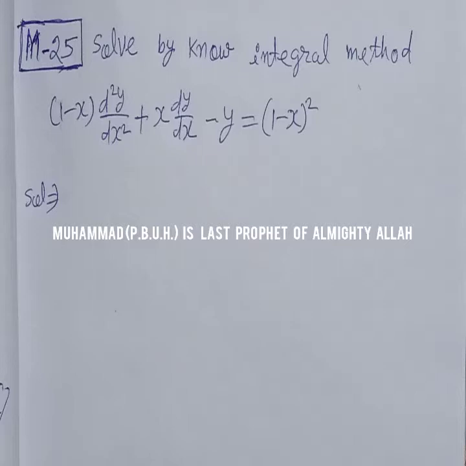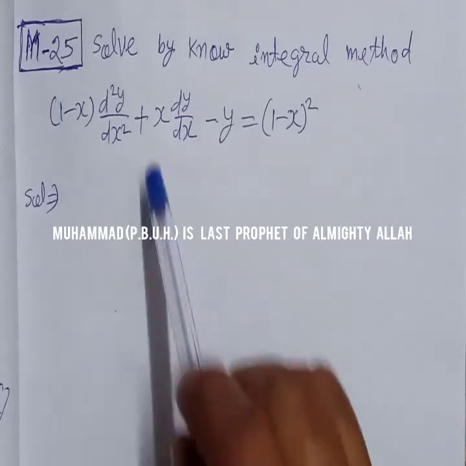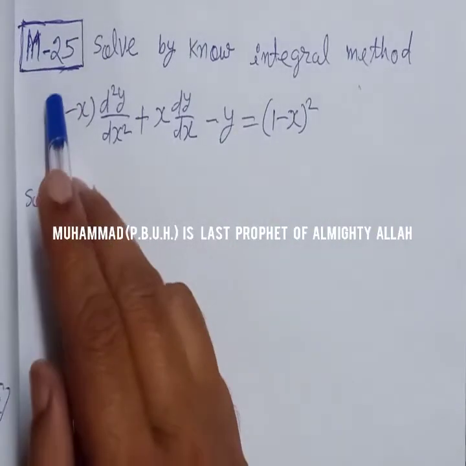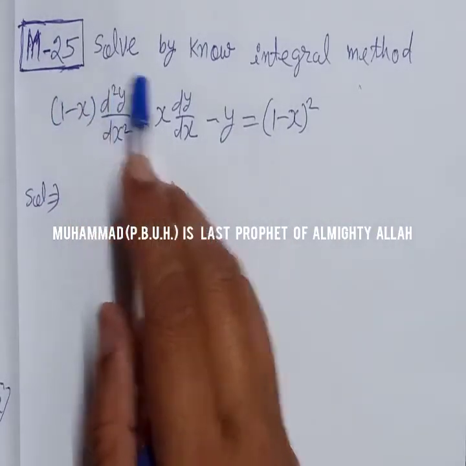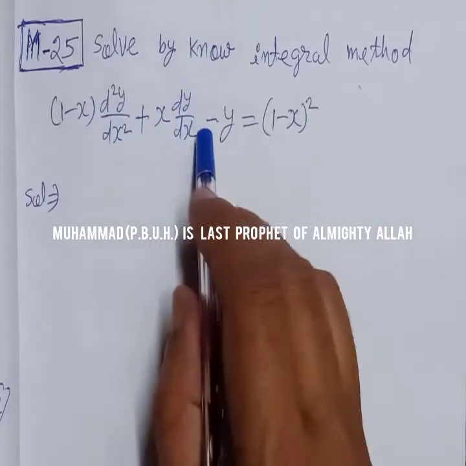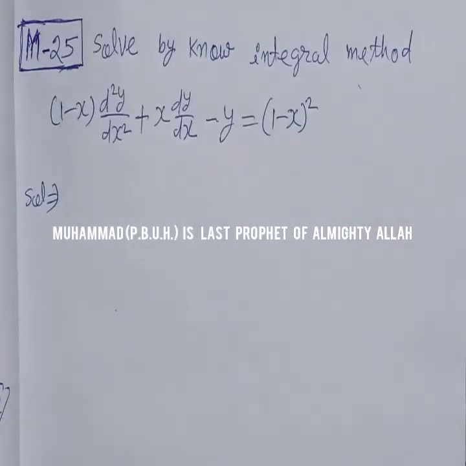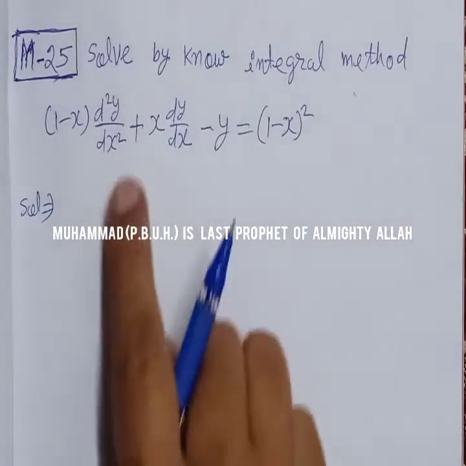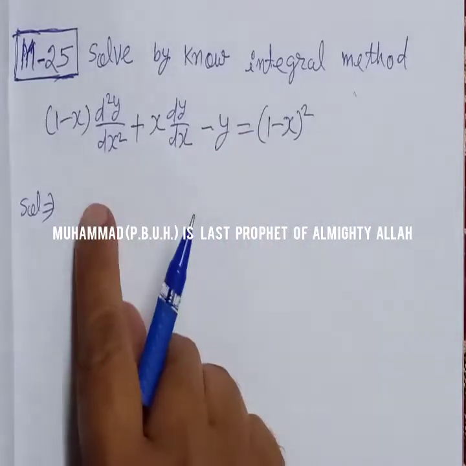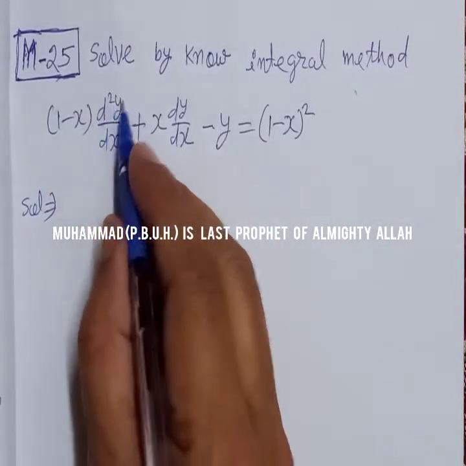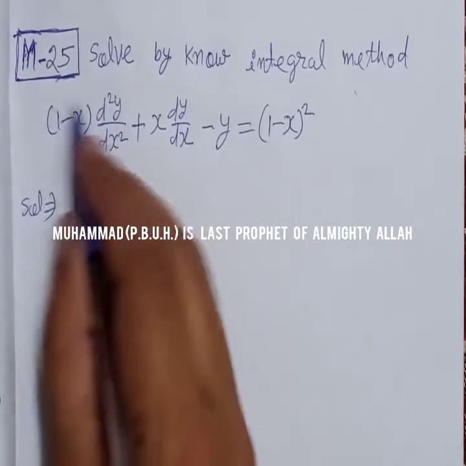This problem is related to differential equations, a linear differential equation of the second degree, solved by the known integral method. (1 minus x squared) d2y over dx square plus x dy over dx minus y is equal to (1 minus x) whole square. In its solution, you should write this equation here, and after that divide by the coefficient of d2y over dx square, meaning 1 minus x square.